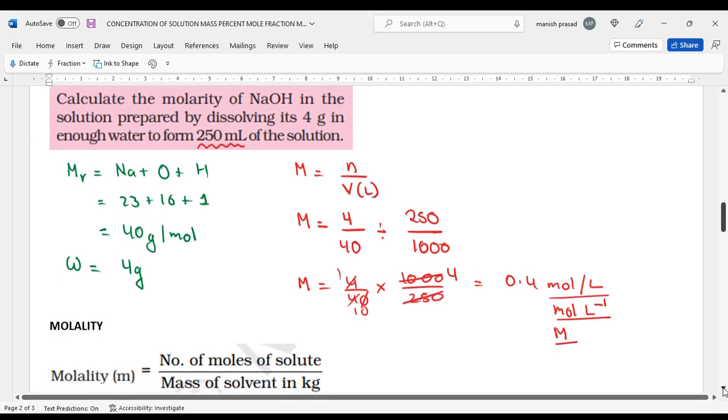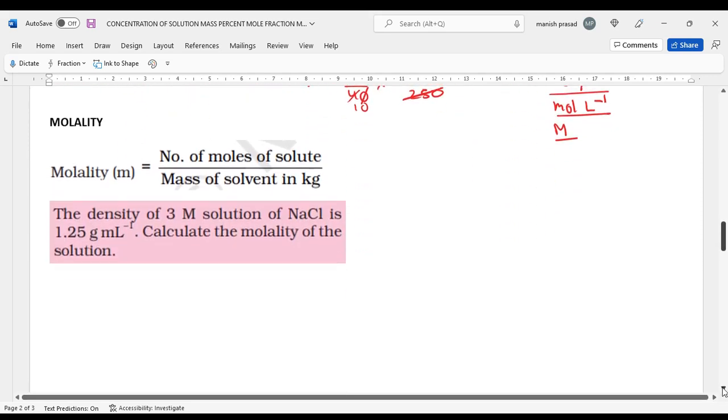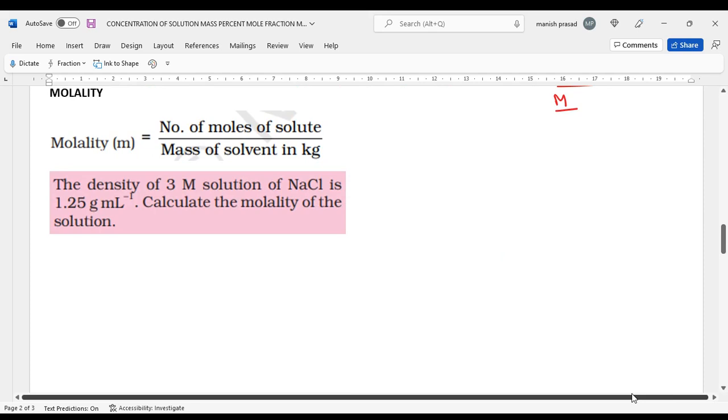The next one is molality. Now before molality, okay, let's look at what is molality. The numerator is the same, number of moles of the solute divided by mass of the solvent in kg.